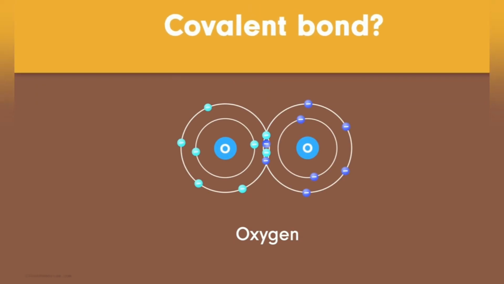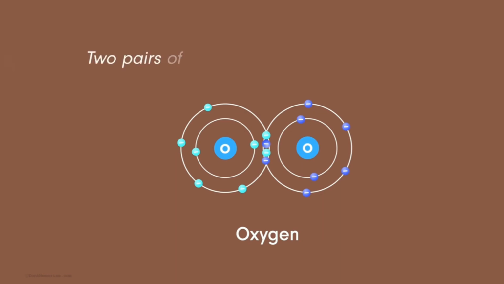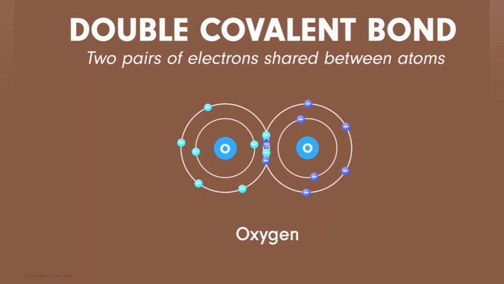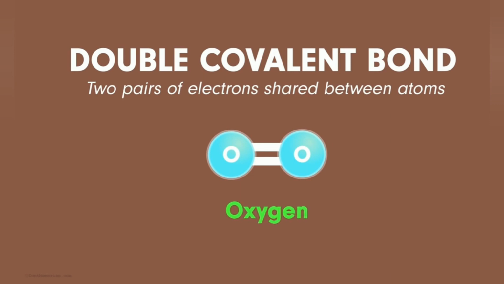So, is this not an example of a covalent bond? Well, it is. But a covalent bond has one pair of electrons being shared, right? Don't forget, it is a minimum of one pair that's needed for formation of the covalent bond. That means this case is also an example of a covalent bond. Such a covalent bond which involves 2 pairs of electrons getting shared is called a double covalent bond. It is represented by 2 lines written between the 2 atoms, just like this as seen in case of oxygen.